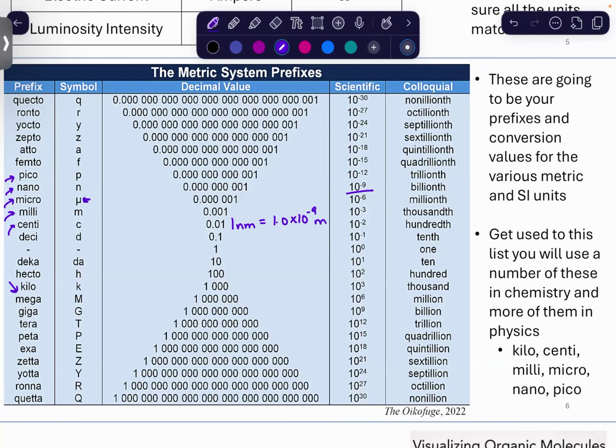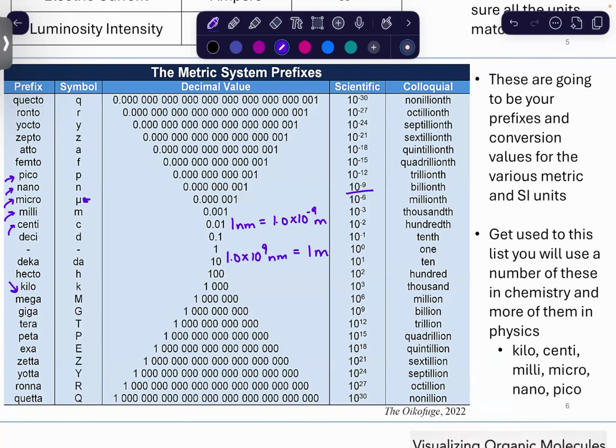Another way you can write this is 10 to the ninth nanometers. So you take the negative sign off the 9, equals 1 meter. So you can write it either way. These are going to be conversion factors. So you're going to want to make sure you keep this list around so you can use it when you're doing conversions.